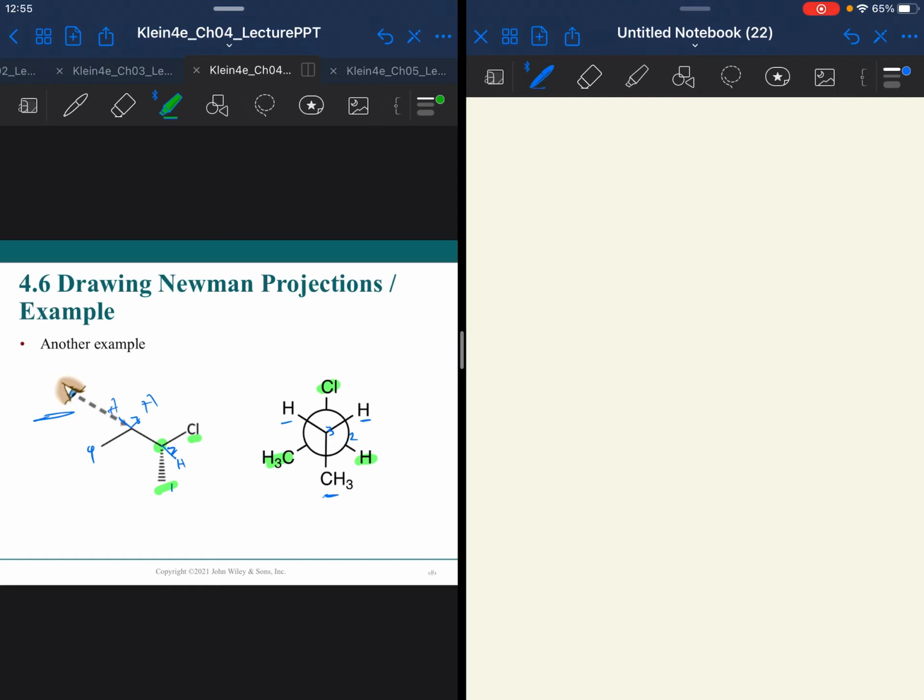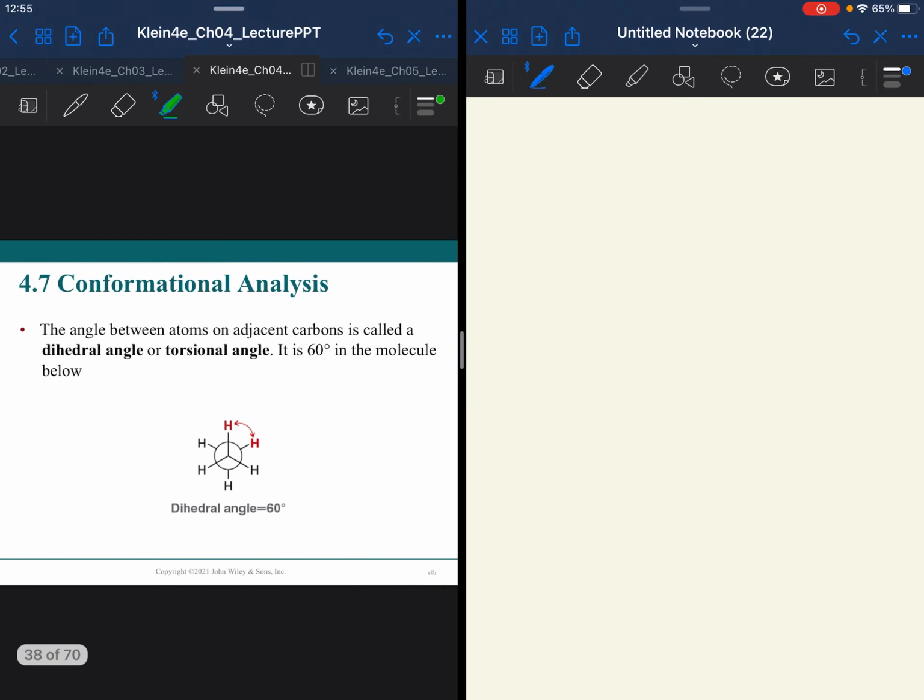Now, there's some important vocabulary we're going to be discussing with these Newman projections, and this is the dihedral angle or torsional angle. Both of these are important vocab terms. Even if I don't ask you a question specifically about the vocabulary, I will use that vocabulary in test questions, so it's important you understand it. You will also sometimes see the little symbol for dihedral angle instead of it written out. That little symbol is just saying the angle here is 60 degrees.